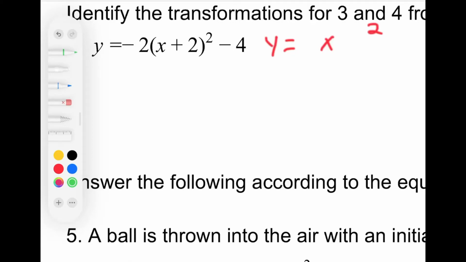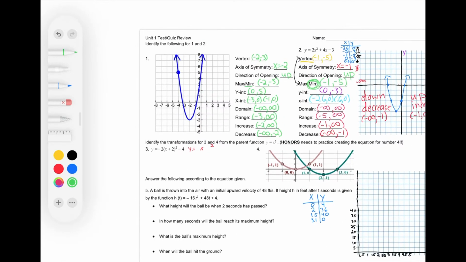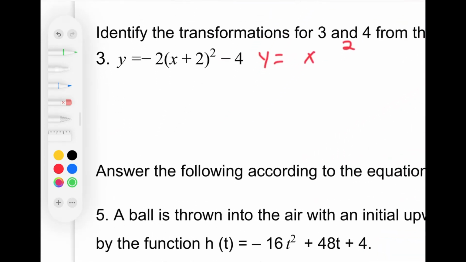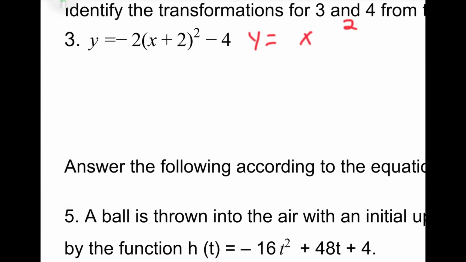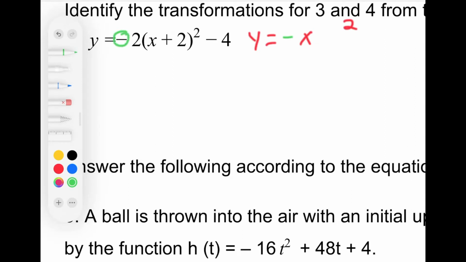Hey guys, so in this video I'm going to finish up Unit 1's quick review. So for number 3, if we started with the parent function y equals x squared, and we threw a negative out front, just like what was given for number 3, this would mean that we would have to reflect over the x-axis from the parent function.